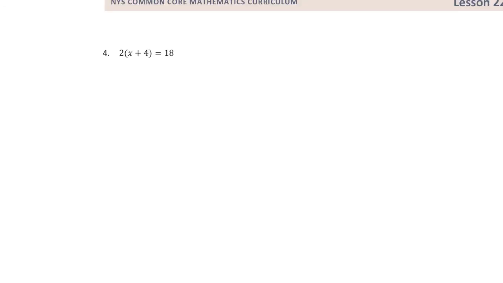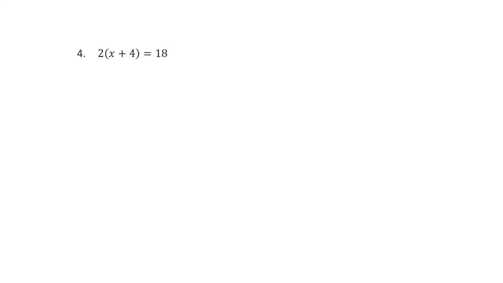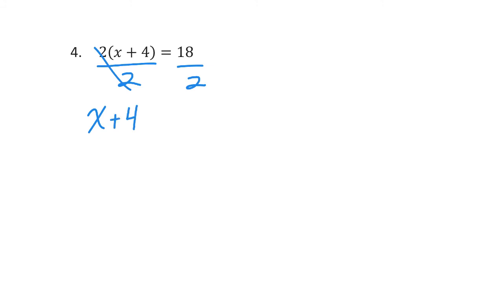Okay, on this page, number 4, this is one of those distributive property problems. I am going to show you both strategies just in case you prefer one over the other. The strategy I would typically use first is I would divide both sides by 2. And so then that leaves me with x plus 4 equals 9. Subtract 4 from both sides, and I get x equals 5.